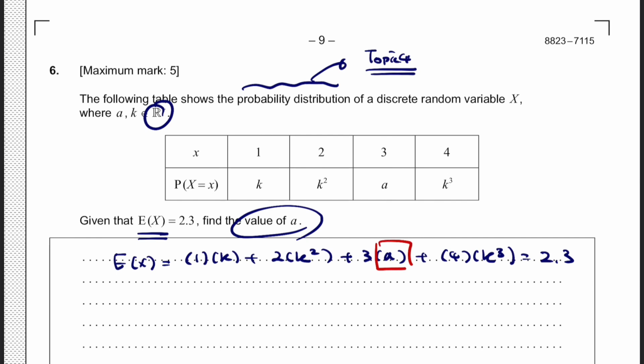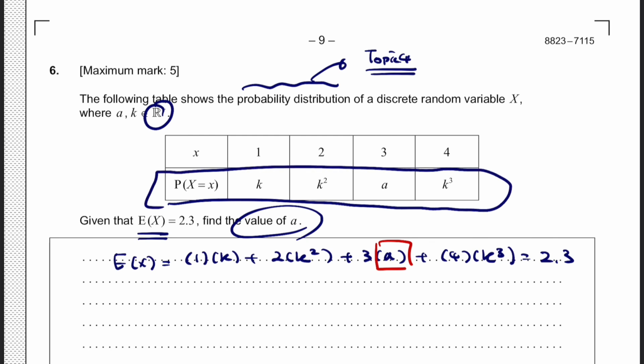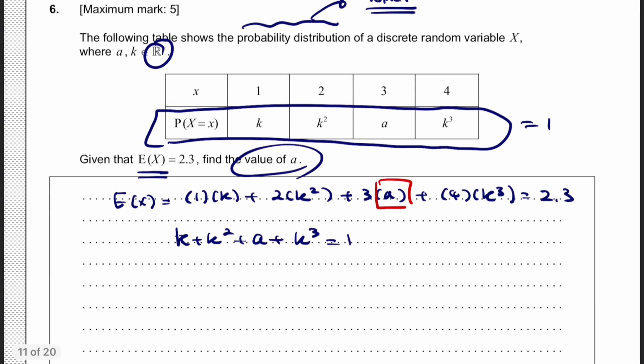Since we have to find the unknown value, we have to set another equation. When you look at the probabilities, we know that when we add all of them together, they will always equal 1. That means we can set another equation: k plus k squared plus a plus k cubed is equal to 1. I'm going to set this one as equation 2 and the other as equation 1. So let's substitute equation 2 into equation 1.